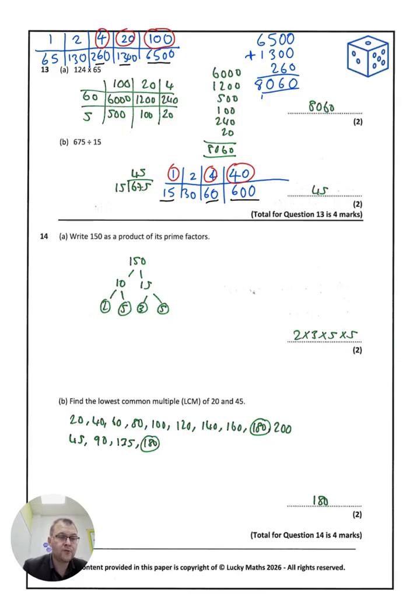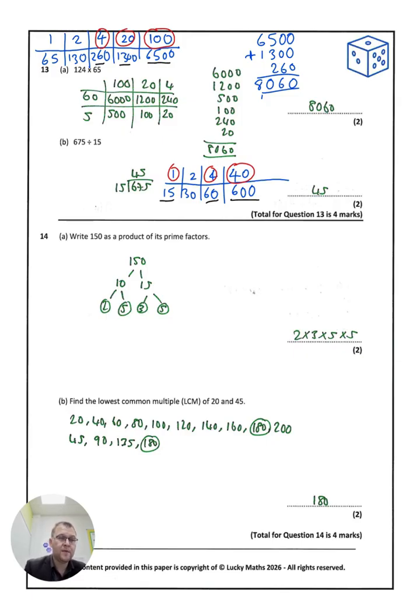Multiplication, 124 lots of 65. If you can double 65 and double it again, you've already got the 4 lots. We can see 4 lots is 260. But to get the 20 lots, I manipulate the 2 lots. So by timesing 130 by 10, we get 1,300.